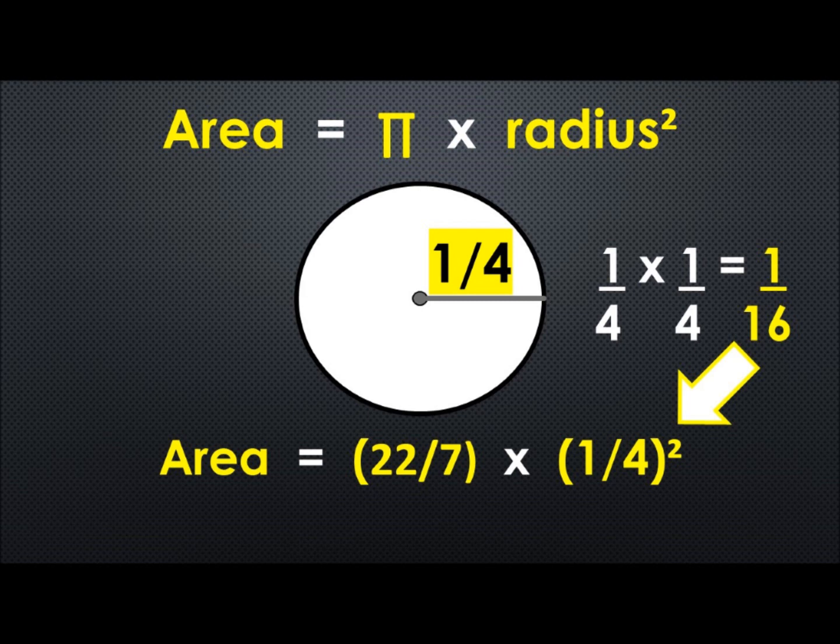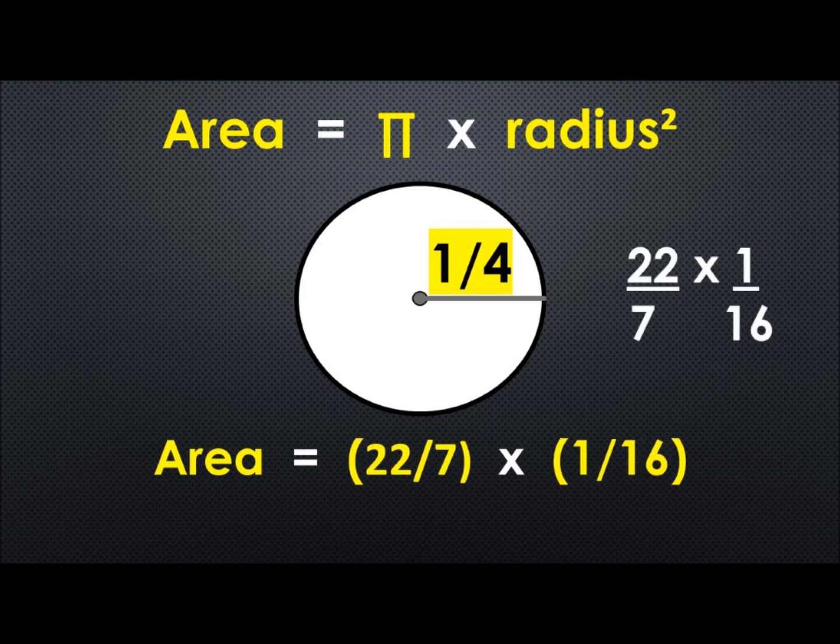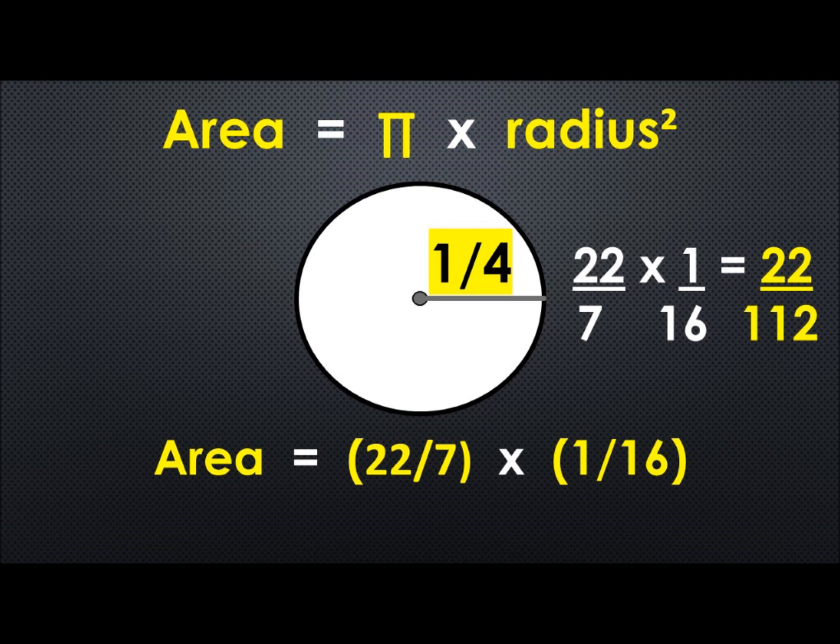We plug 1/16 into our formula. So now we multiply pi, which is 22/7, into 1/16. This gives us 22/112.